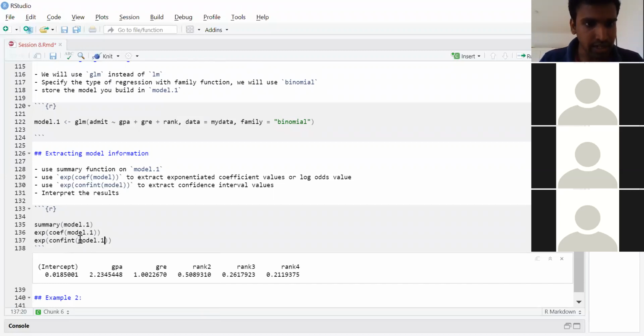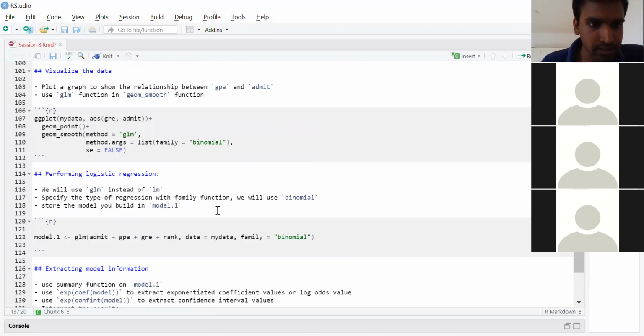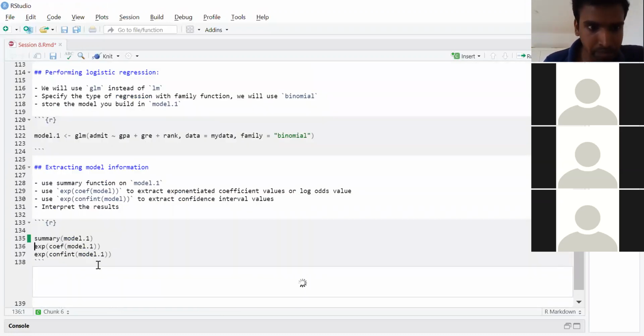Now let's get into the confidence intervals. Yeah, please. Bala, one question. How do we interpret in terms of p-value? Okay, so let's get into the summary.